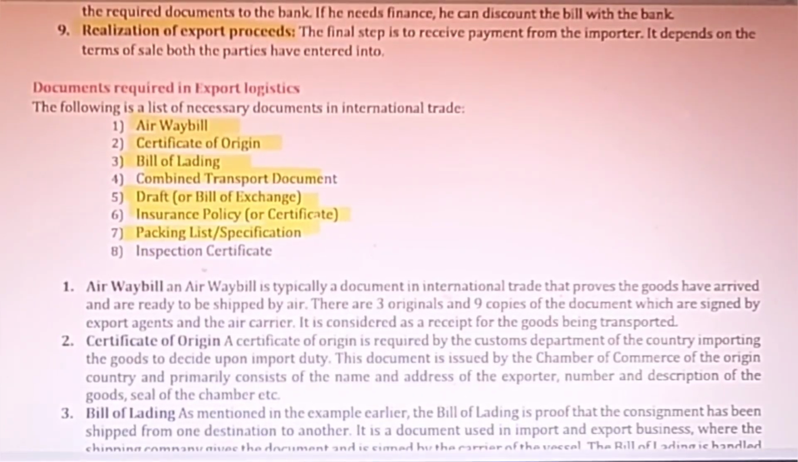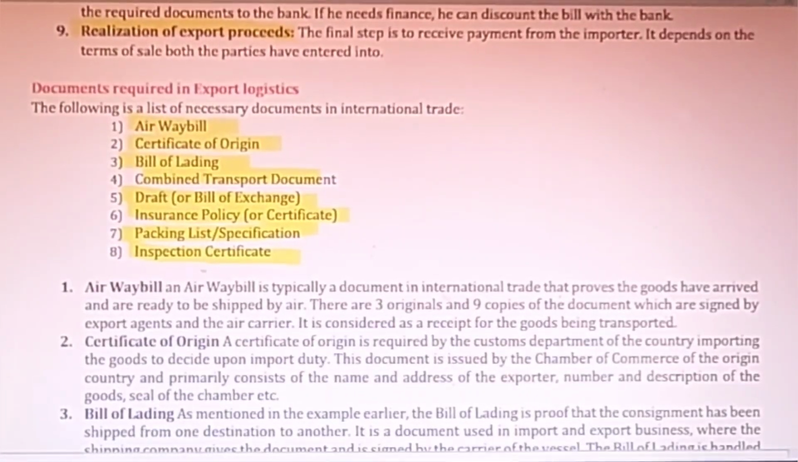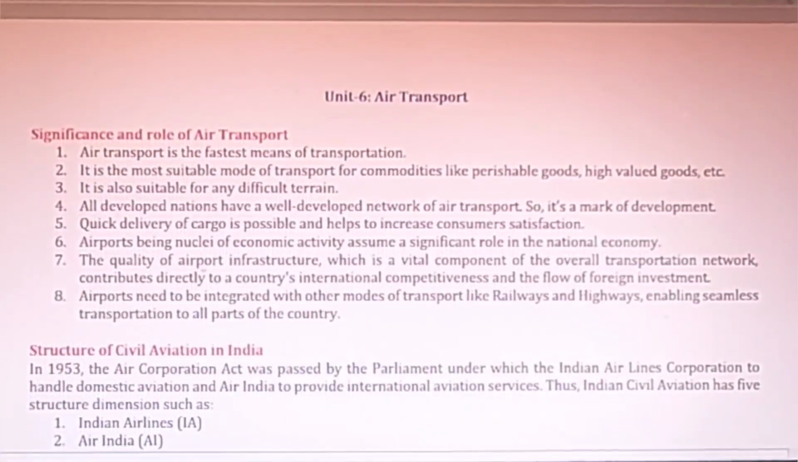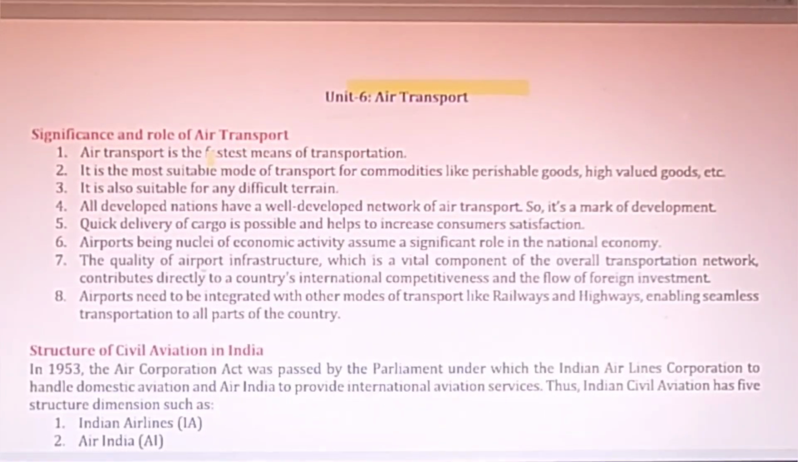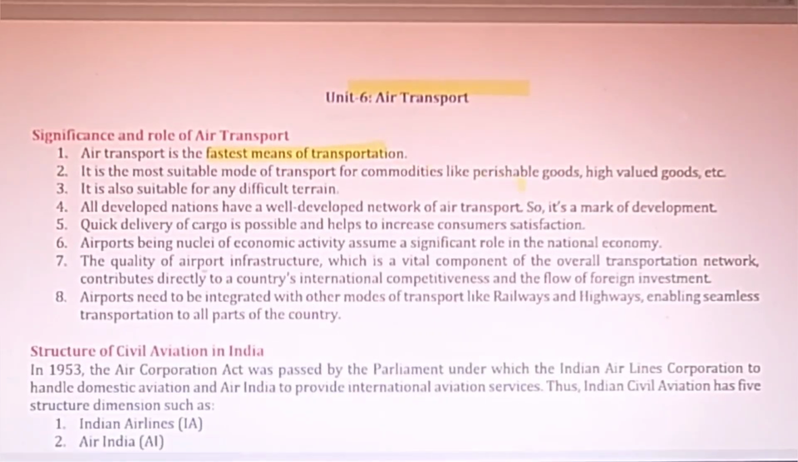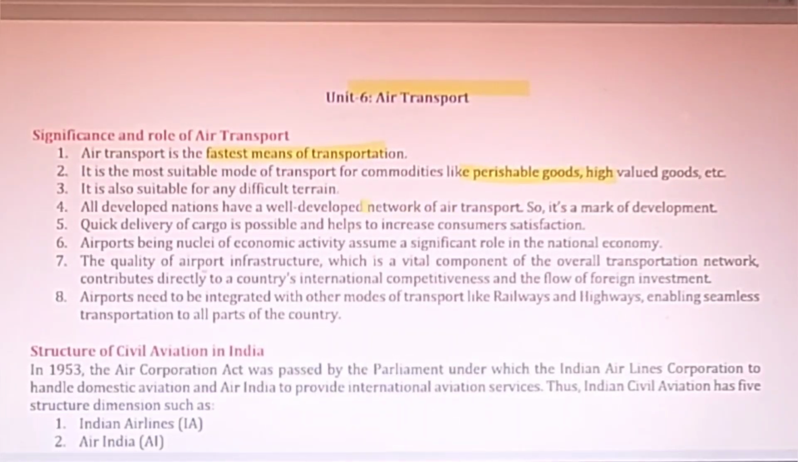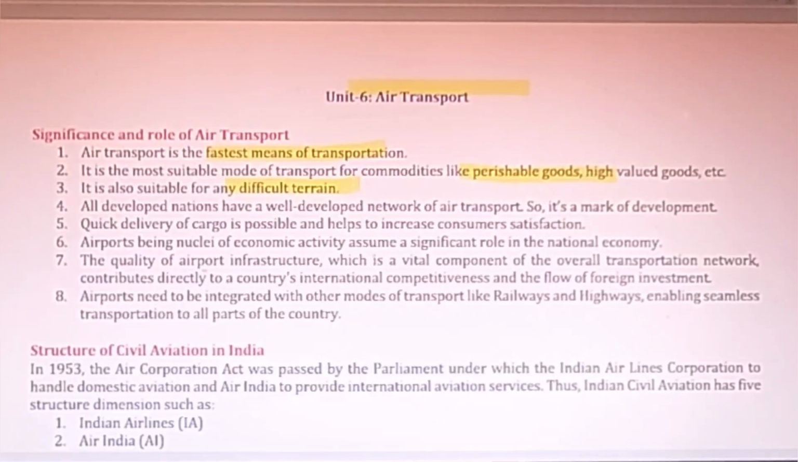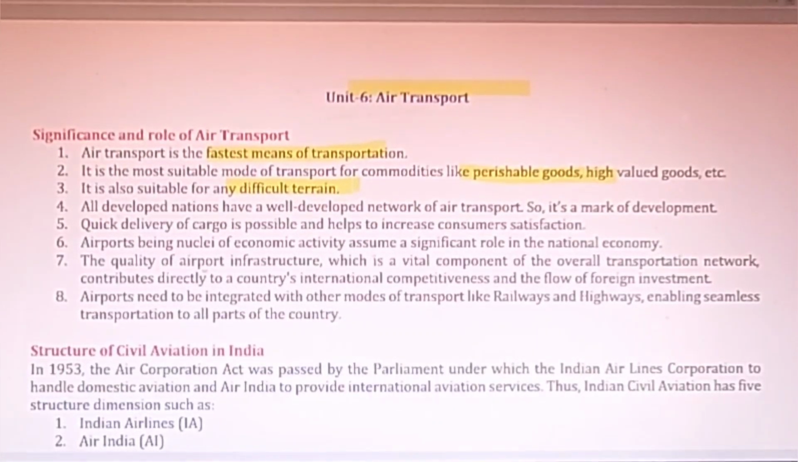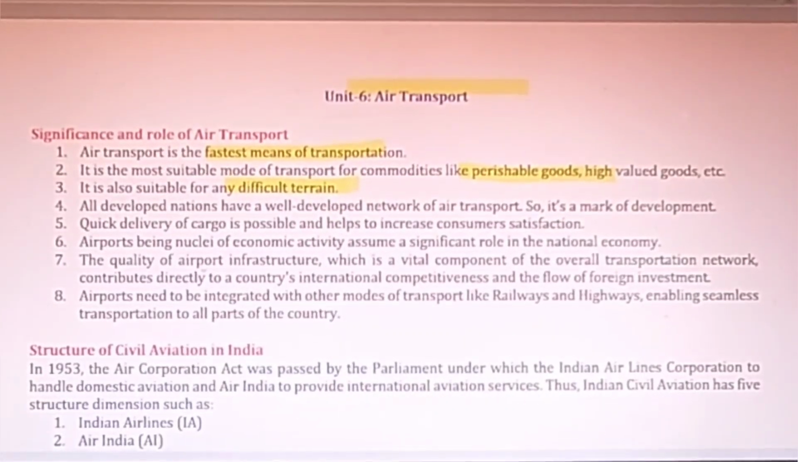Then he has to obtain a packing list, inspection certificate from the custom officers, like that. Okay. Unit 6 is on air transport. Basically, air transport is the fastest means of transportation, we know that, and it is very suitable for perishable goods or very high value goods. And where road, railway, where all these are not accessible, that is very hilly areas, desert areas, so we can make the use of air transport in those areas.